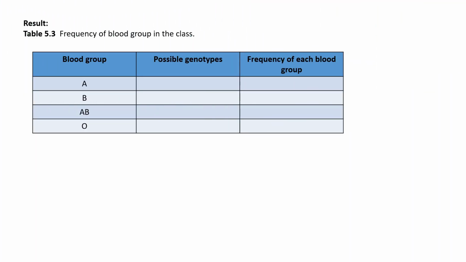Write all the possible genotypes for blood group A, B, AB, and O, and calculate the frequency of each blood group.